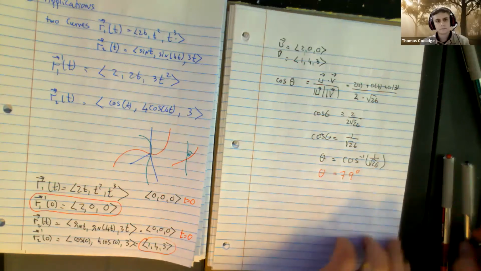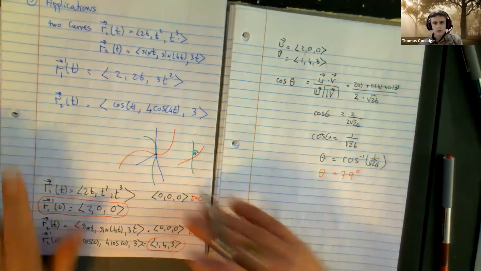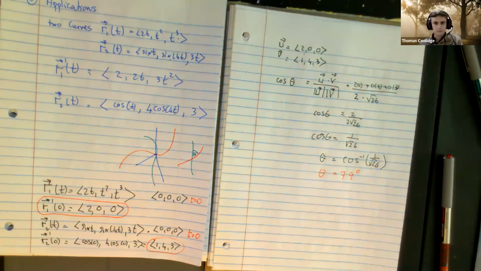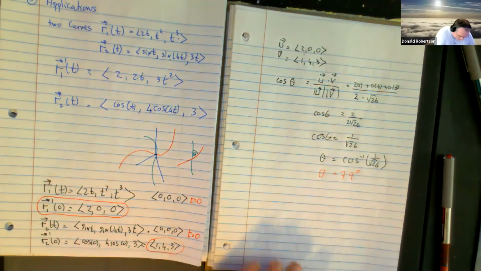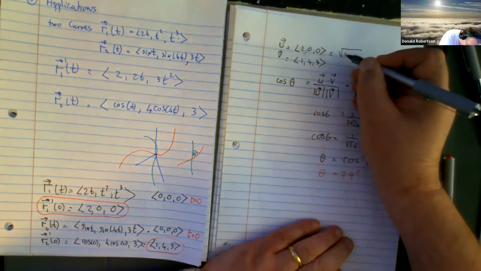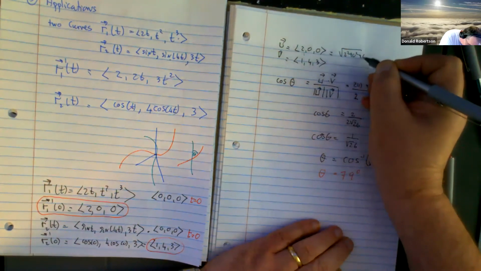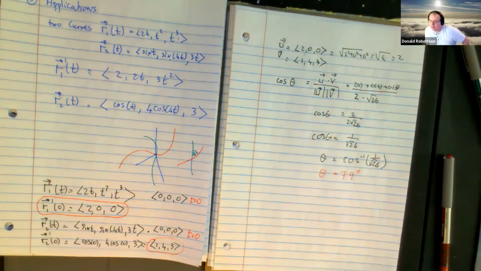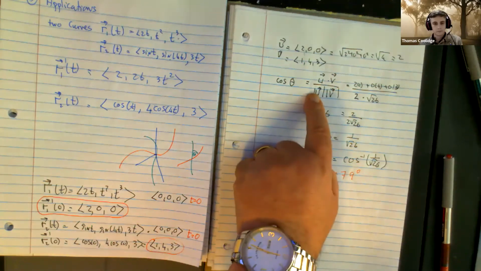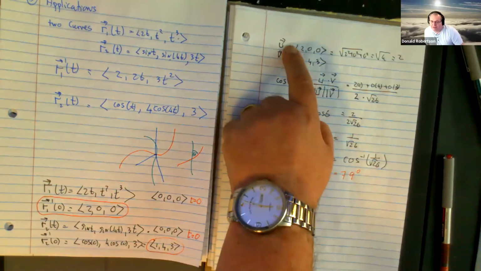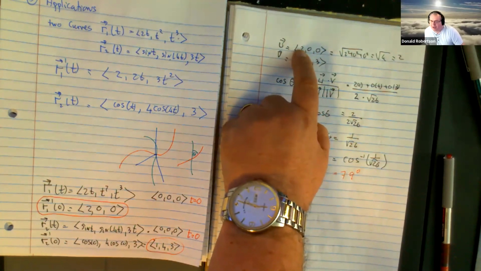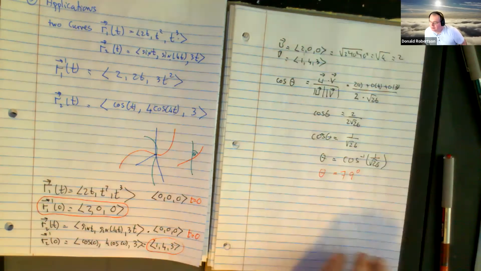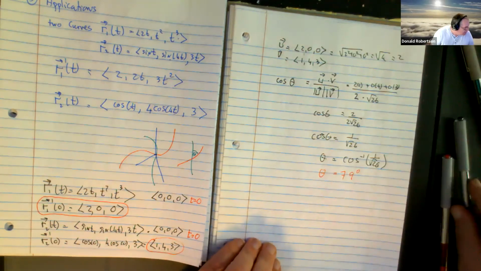I had a question. Yes. So how did you get a 2 on the bottom? Oh, I found the magnitude of this guy, which is the square root of that guy plus that guy plus that guy, which is the square root of 4, which is 2. The magnitude of u. If you've got a vector that's got 2 zeros in it, the magnitude is going to be the number. Right, that's the end of that one.